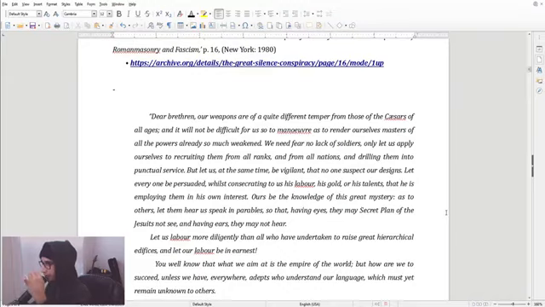Let everyone be persuaded, whilst consecrating to us his labor, his gold, or his talents, that he is employing them in his own interest. Prideful. I don't worship anyone, man. I'm an atheist. I don't do this. I don't worship Rome. It's the government's fault. It's your fault. It's their fault. It's Bill Gates' fault. Like, it's not my fault. Pride comes before the fall, right?